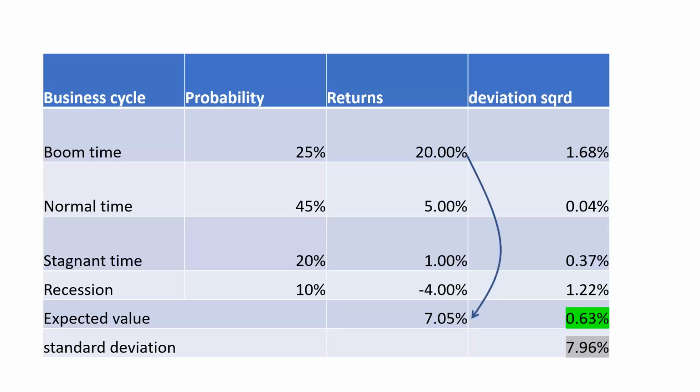So what did we do? We took the difference of the returns from the expected value or the average to get the deviation, squared that deviation, and then did the same thing for all the 4 different scenarios, and then took the sum product of probability with the squared deviation to get the variance. Took the square root of variance to get the standard deviation. So standard deviation here is 7.96%.